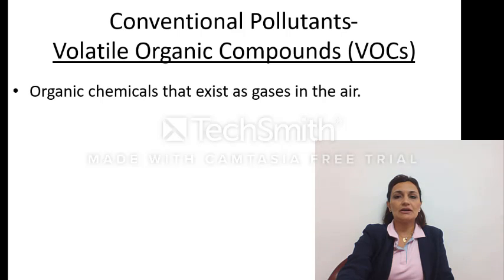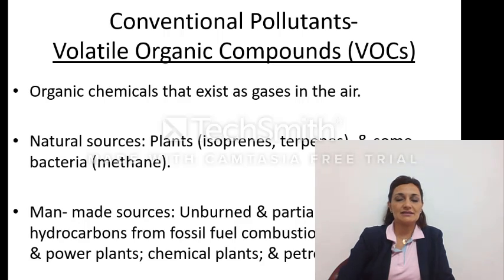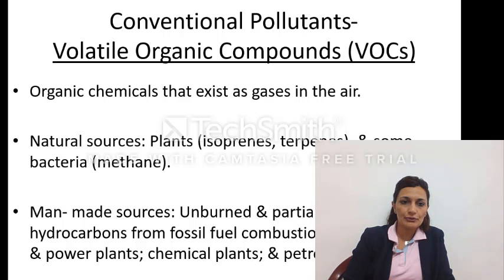Then we move to volatile organic compounds, or VOCs. They exist as gases in the air. They can be released by plants or bacteria, for example methane, isoprenes, and terpenes. Man-made sources can be due to unburned or burned hydrocarbons from fossil fuels. So again, the common denominator is fossil fuel burning or combustion, from power plants, from petroleum refineries, and also when processing petrol to get oil, coal, etc.